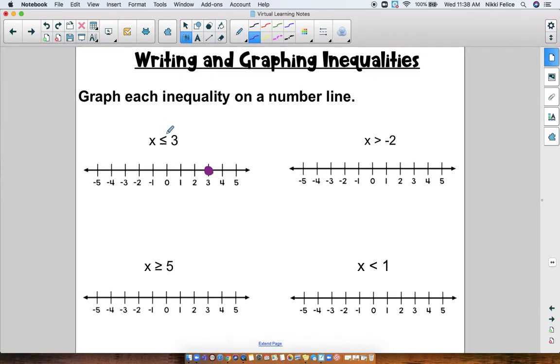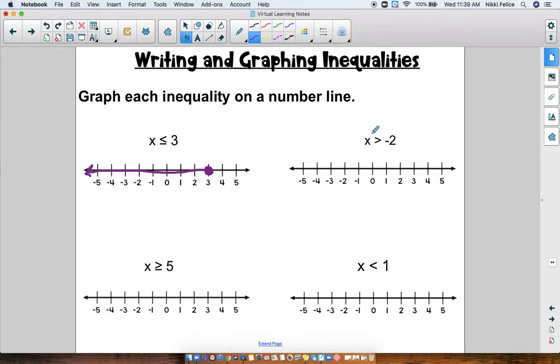So if x is less than or equal to 3, which direction shows all the numbers that are less than 3? This way. All of these numbers are less than 3. 2 is less than 3, 1 is less than 3, 0 is less than 3, so here's our answer.